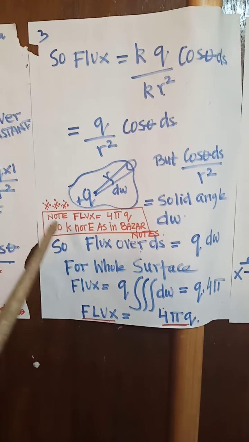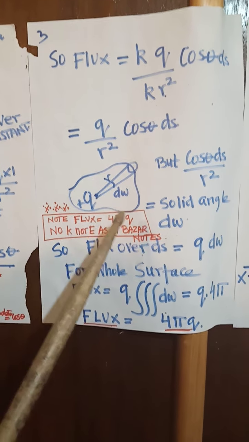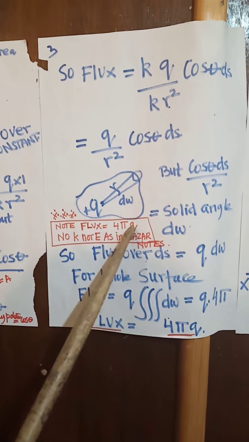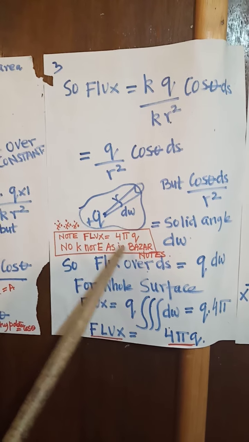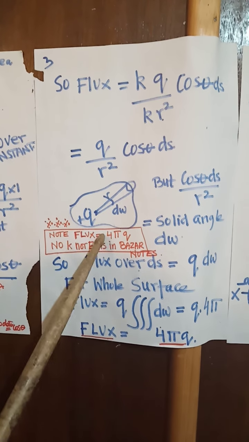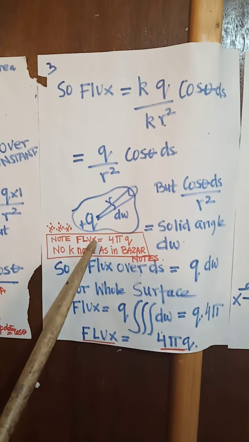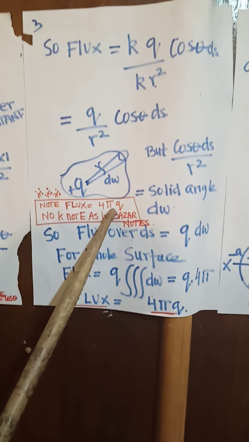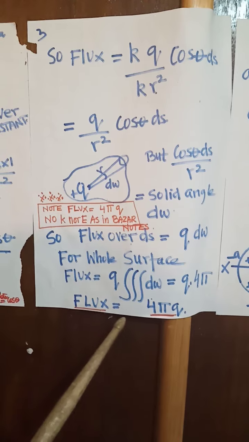So remember, I want to correct some books also. They write that flux in Gauss theorem is 4 pi Q by epsilon naught. There is no epsilon naught, there is no dielectric constant in flux. Remember that. It's simply 4 into 3.14 into coulomb. So that is the flux.